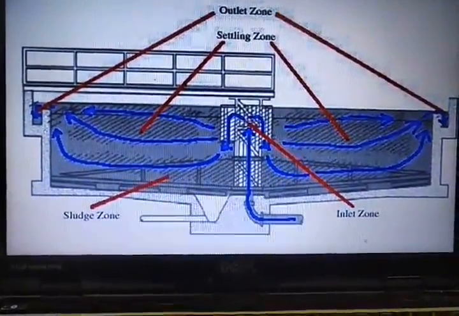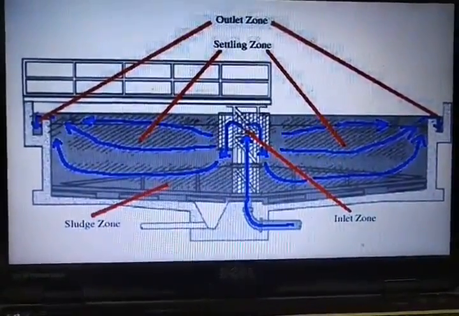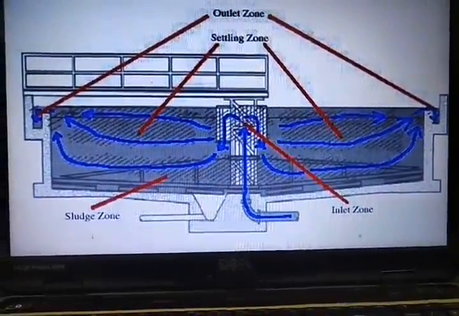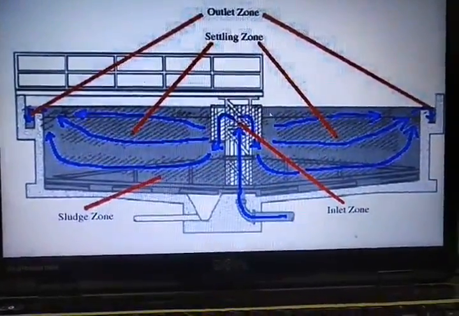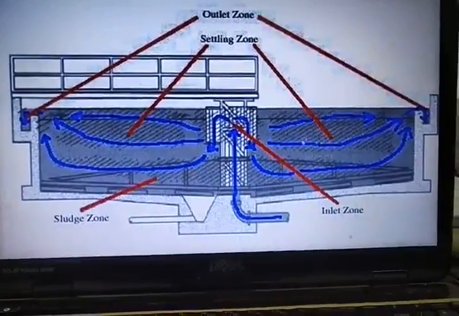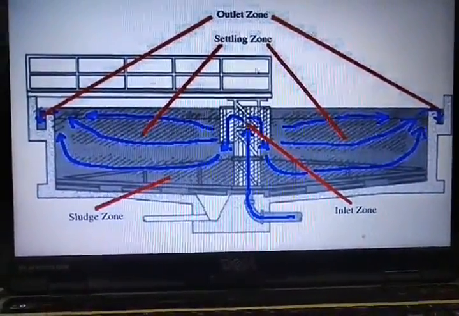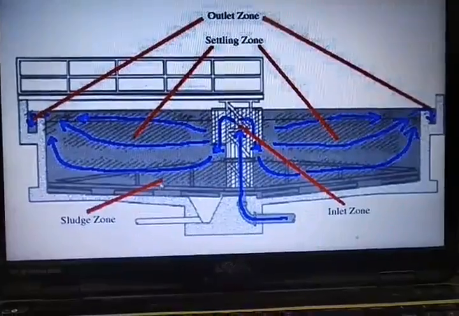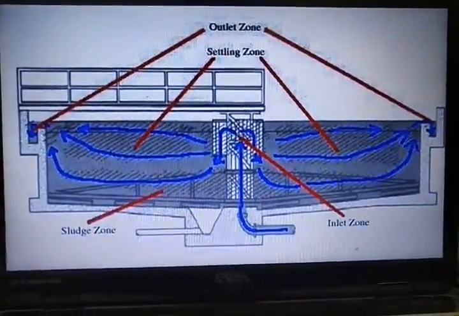Okay, so this represents the flow area and different zones of a sedimentation tank. Okay, so the blue line represents the inlet and outlet of the water here. Okay, and the red line represents the different zones of a sedimentation tank, that is inlet zone, settling zone, outlet zone, and sludge zone at the bottom, in a circular sedimentation tank.